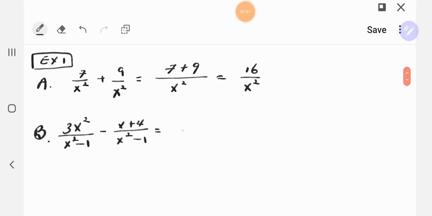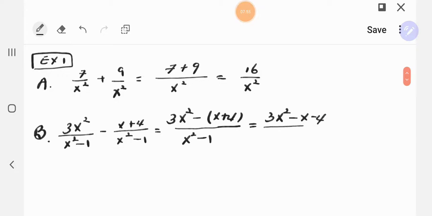Letter B. The denominator is also the same, which is x squared minus 1. So what we do is add the numerators, but this is subtraction. So 3x squared minus the whole numerator in the second fraction. Make sure that's the whole numerator, so you have to put the parentheses. Then simplify the numerator: minus (x minus 4) over x squared minus 1.